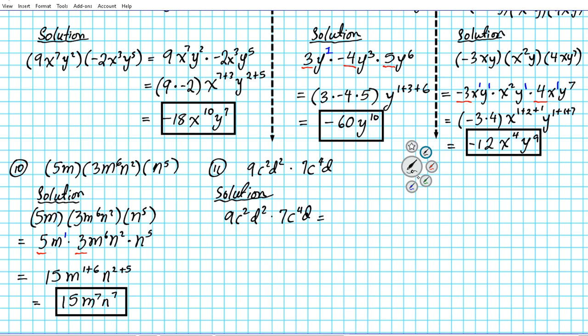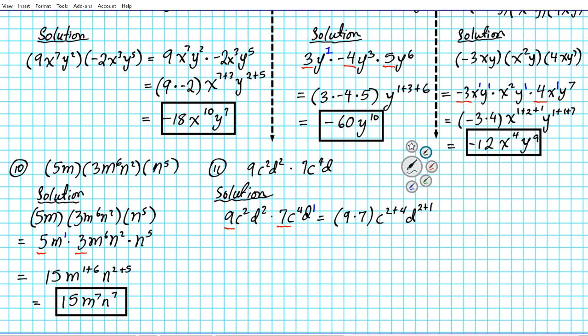What we're going to do first is apply the product property of exponents. Let's identify our coefficients. They are 9 and 7. So let's multiply those two. We're going to have the product of 9 and 7. And then with the variables, we have c raised to the 2 plus 4. And then d raised to the 2 plus what? This d doesn't have a power, right? So it has an invisible power, which is 1. So it's d raised to the 2 plus 1.